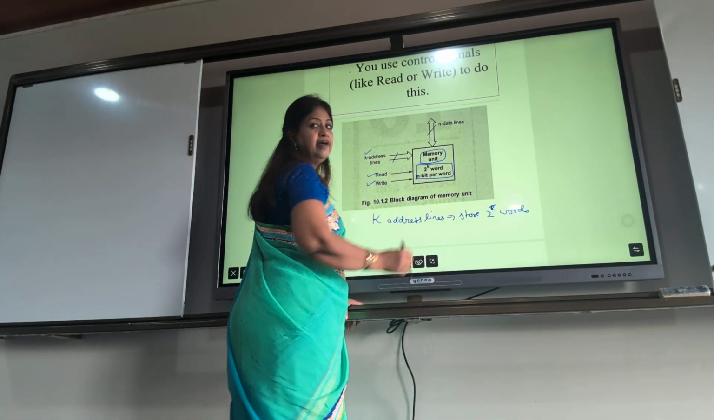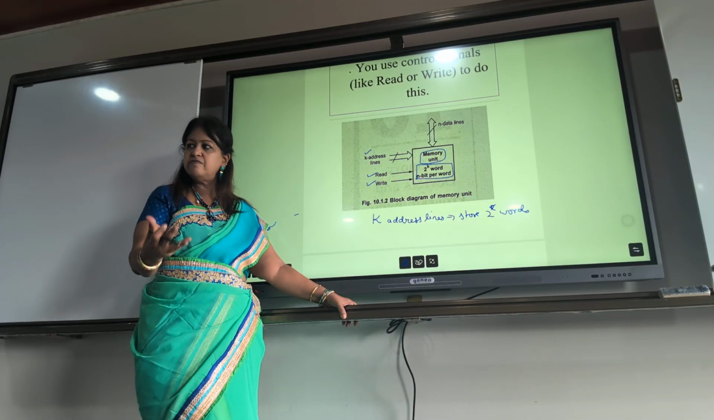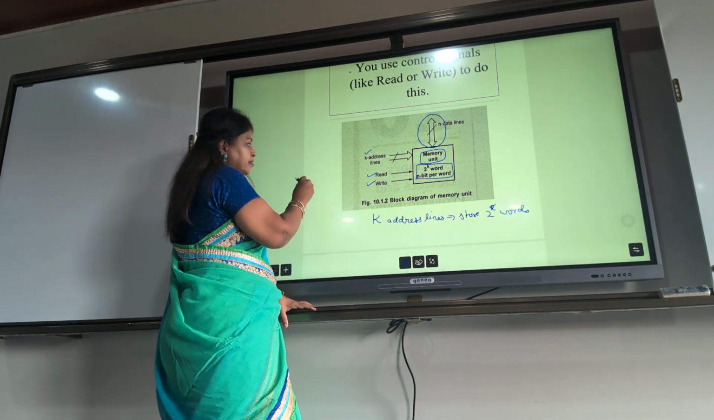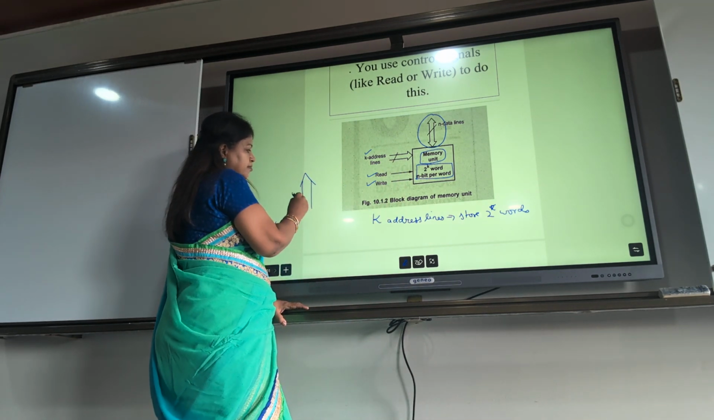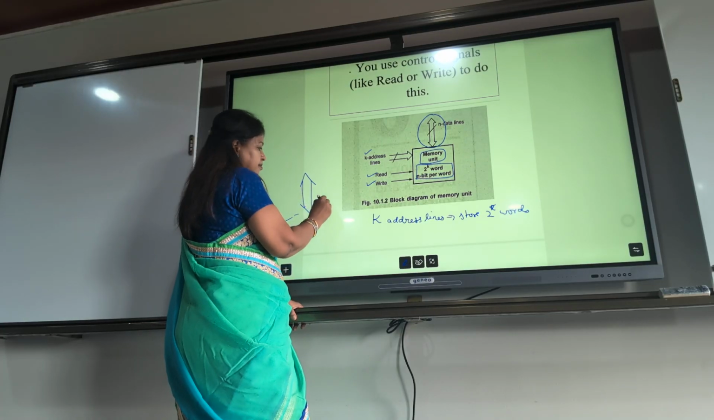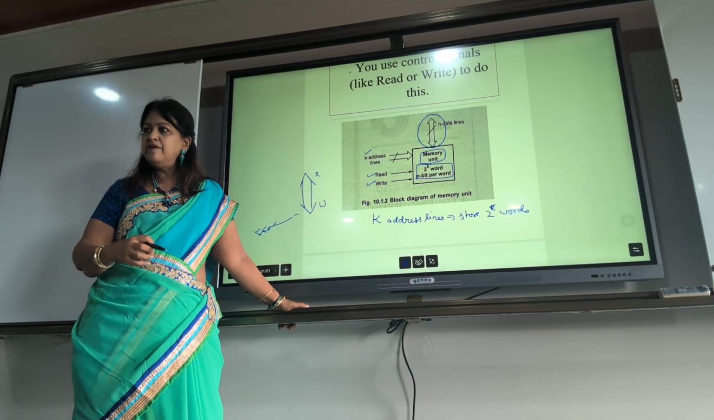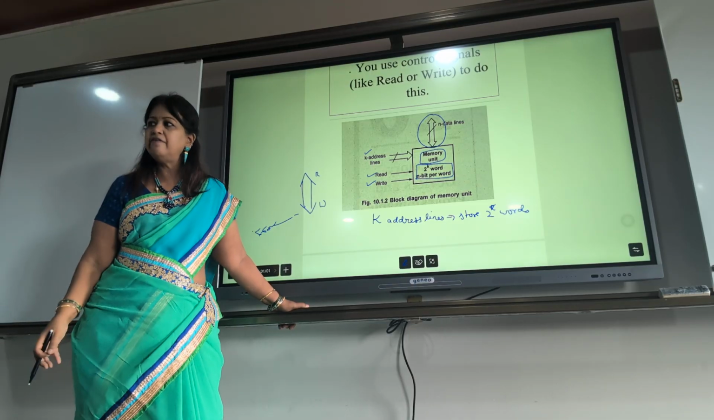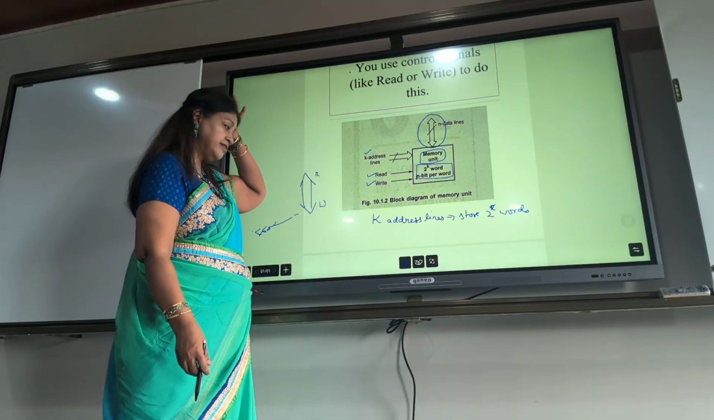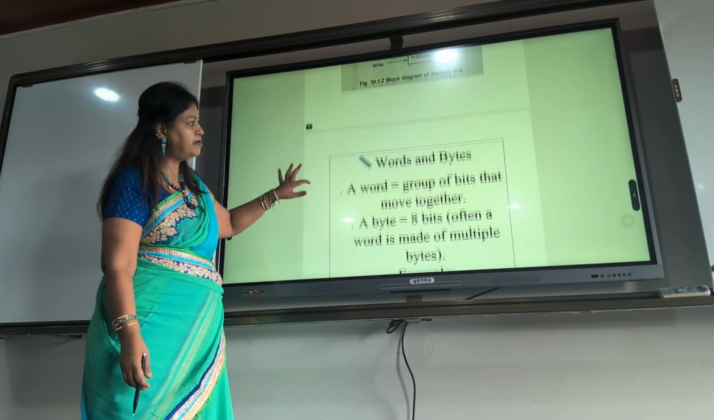These are all the data lines. Okay? Data lines for writing as well as for reading. You can see this is bidirectional. See the arrow, both the sides. When you want to write or when you want to read, data will come here for writing, data will be read for reading. Okay? So this is how it works. This block diagram you should remember for memories.